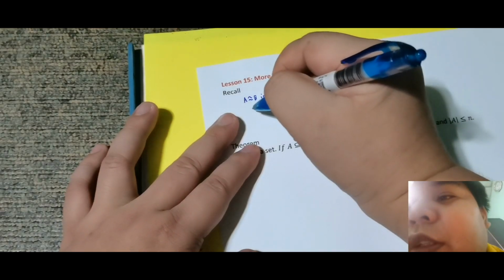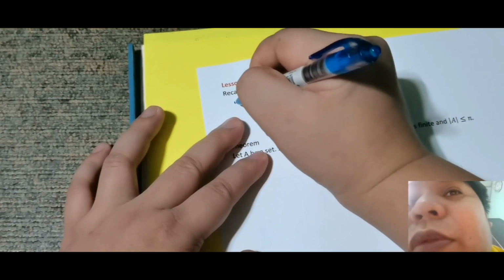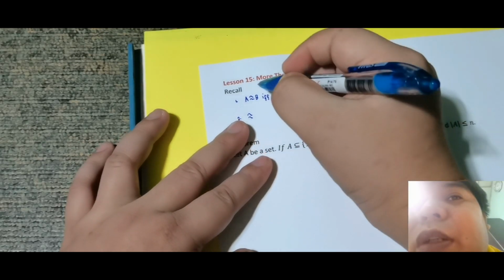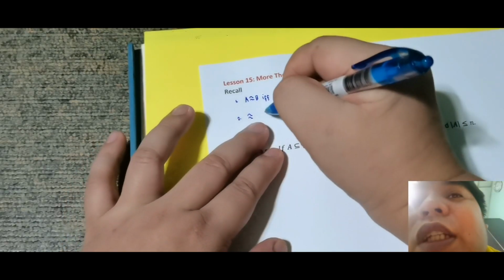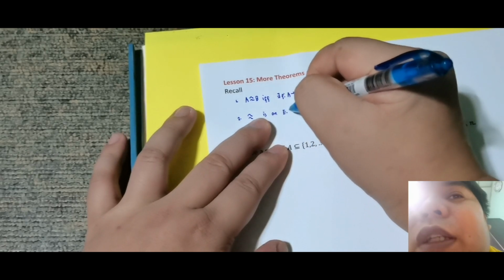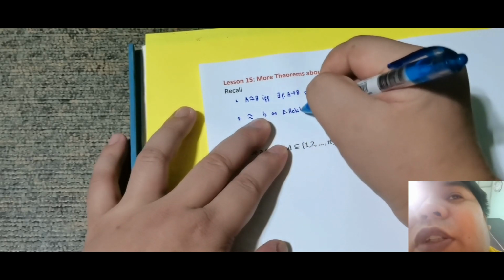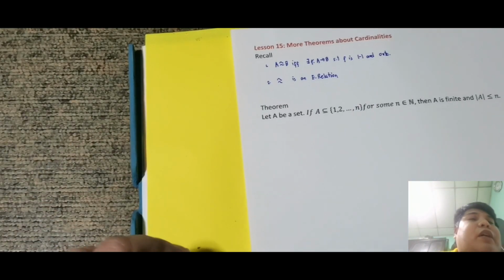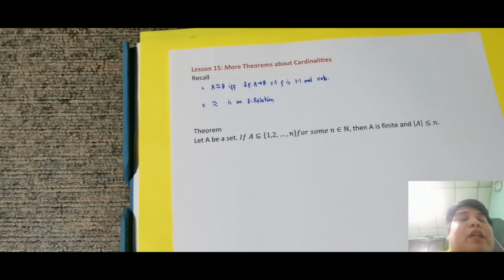Pangalawang recall, this relation, so ito yung number 1, no? This relation o yung ating card equivalent, yung pagiging equivalent is an equivalence relation. Okay, so pinrove ko siya na reflexive, symmetric, at the same time transitive. Napaka-importante kasi niyan. Okay, so ngayon pasok tayo dito.